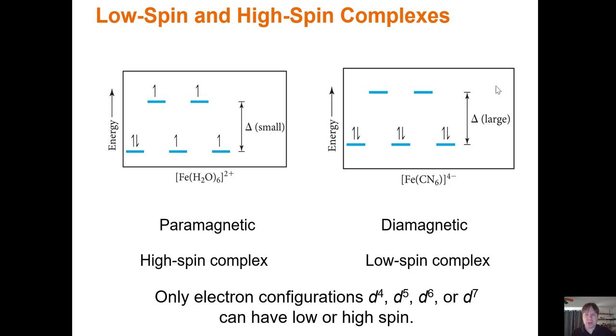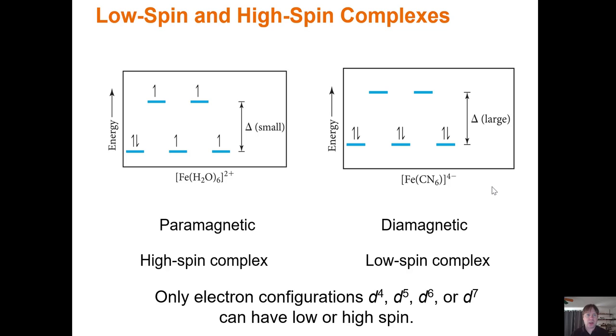But essentially, because we have a large split here, all of these go on the bottom. So 1, 2, 3, 4, 5, 6. So that's how we add those up. So high spin complex is a small difference in energy. Low spin complex is when we have a big difference in the energy. When we have high spin complexes, we often have paramagnetism because we have more places where we're putting electrons before we pair them up. With low spin, we often have diamagnetism.